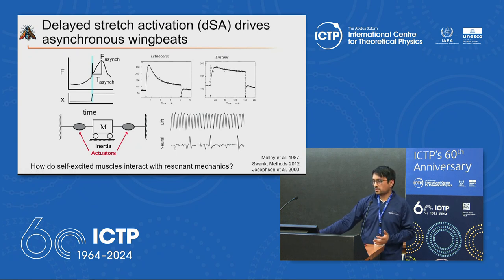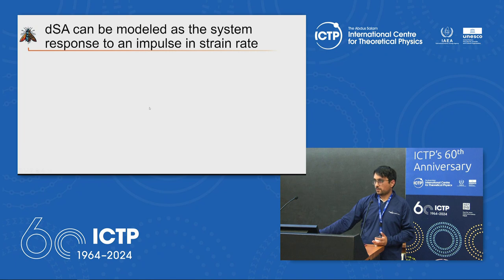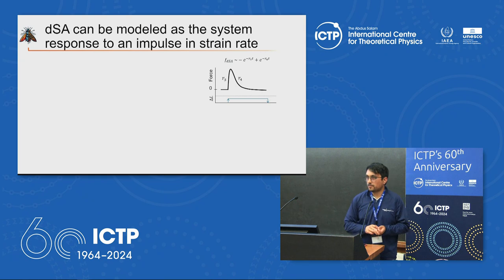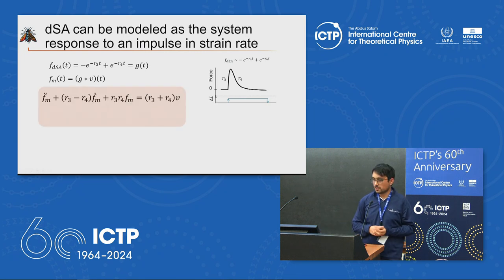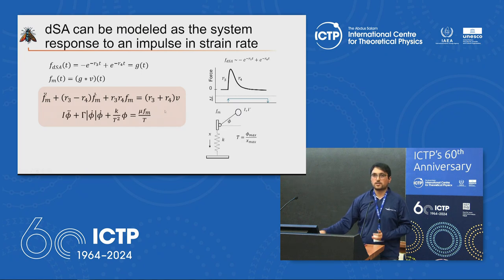But we want to understand how these stretch-activated muscles interact with the resonant mechanics of an insect, and whether or not this necessarily means that asynchronous insects are flapping at resonance. So we wanted to develop a model of this type of actuation, and what we can do is fit a sum of two exponentials to this two-rate process here, and then by going into the Laplace domain, we can sort of reverse engineer this second-order equation for the dynamics of the asynchronous muscle force that's driven by a velocity feedback here. And then we can couple that to our first spring wing equation that's just the resonant mechanics of the flapping insect.